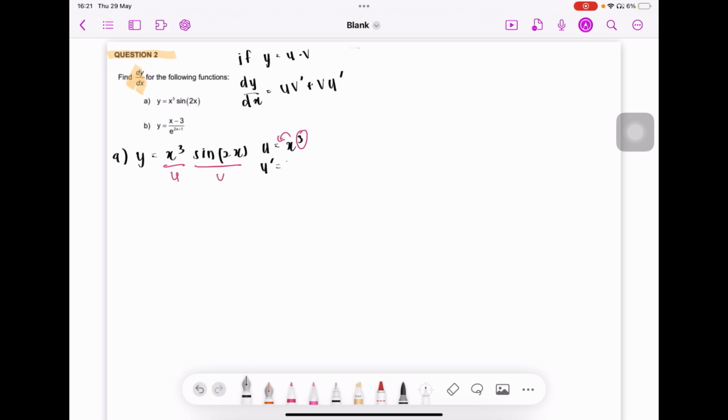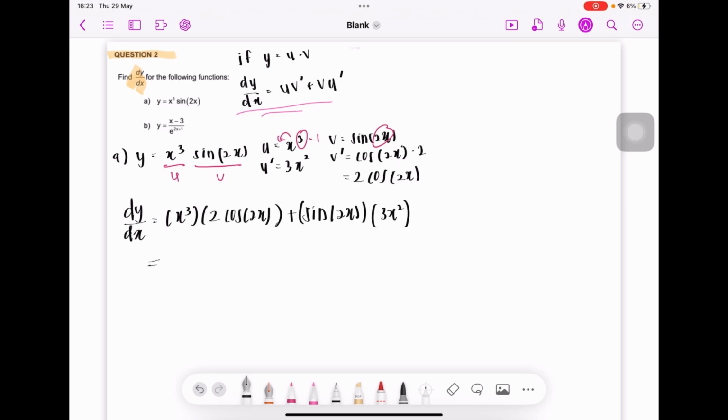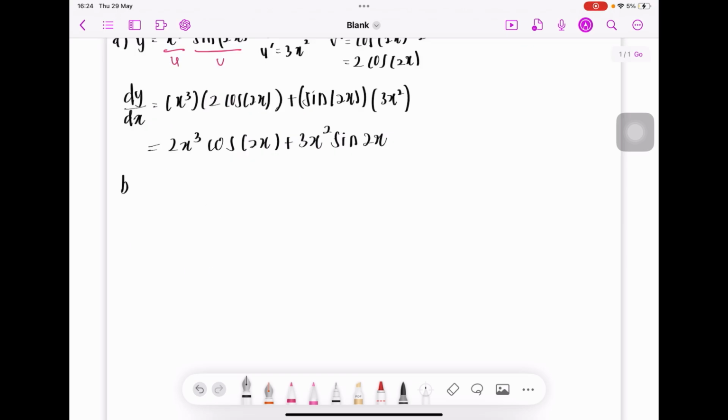u equals x power of 3, u prime equals 3x power of 2. And for the v, sin 2x, and we get v prime 2 cos 2x. Here we apply the chain rule because of the inner function 2x. Next, we just insert the derivatives into the product rule. Simplify the bracket.